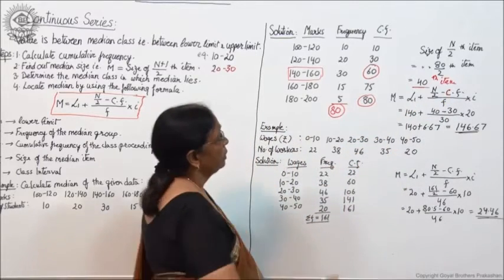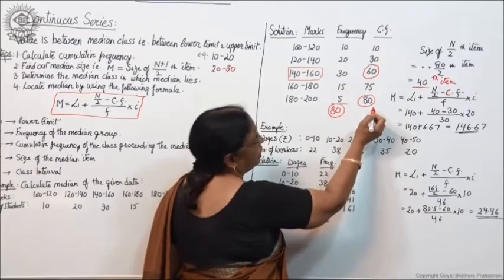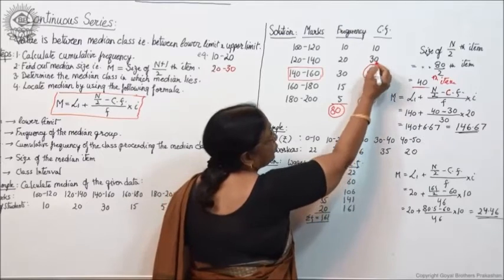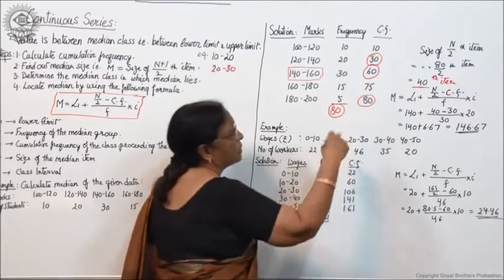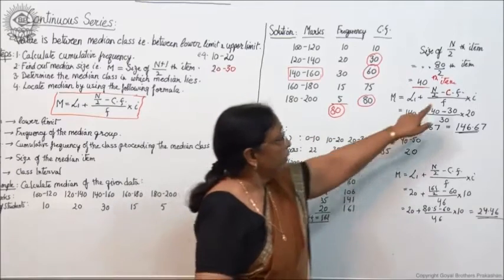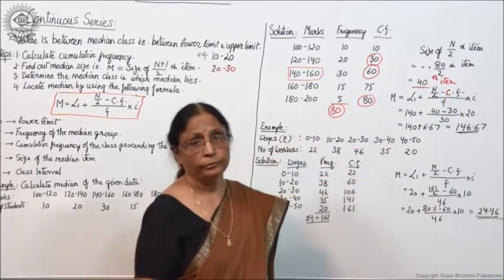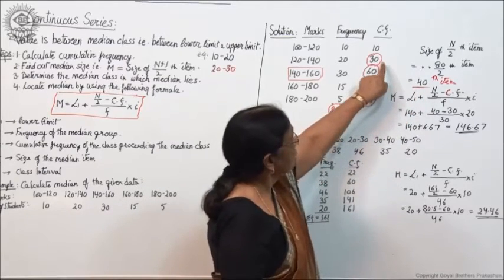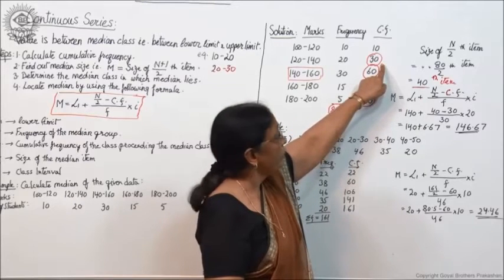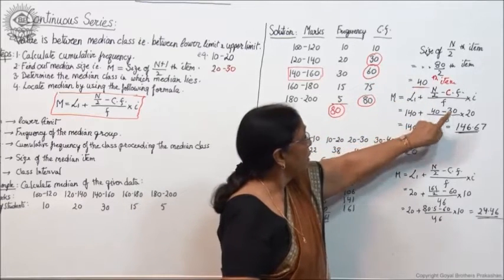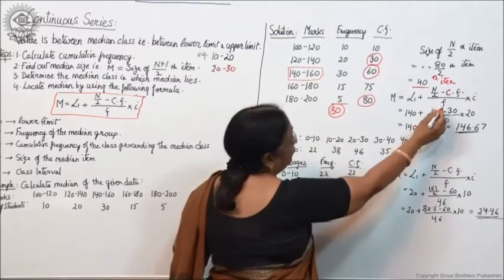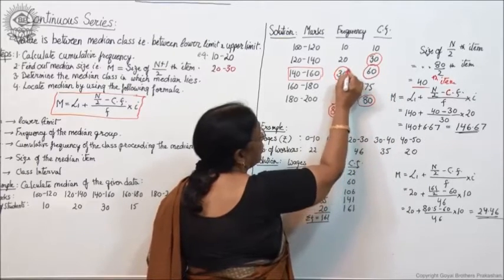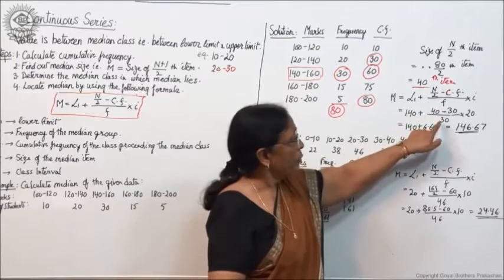Now, what is CF here? This is the CF column. This you have taken as n upon 2 lying here. Preceding to this, whatever is the CF just above it, this will be written down in the place of CF here. So, n upon 2 is 40, which is lying here. CF is just above it, the preceding class of cumulative frequency. This will be 30. Then, what is F? Frequency. In front of this 40 you have found out here, whatever is the frequency in front of this, you will write down in place of F.